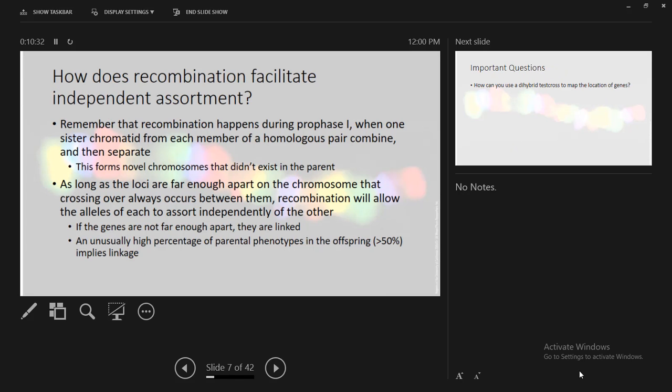Okay, so just to sum all this up, you'll remember that recombination happens during prophase 1. And in here, you basically get one sister chromatid from one of the homologous chromosomes exchanging some information with one sister chromatid from the other homologous chromosome. And what this does is it creates chromosomes that didn't exist in the parents. So as long as these loci are far enough apart that crossing over will always happen, then they're going to assort independently.